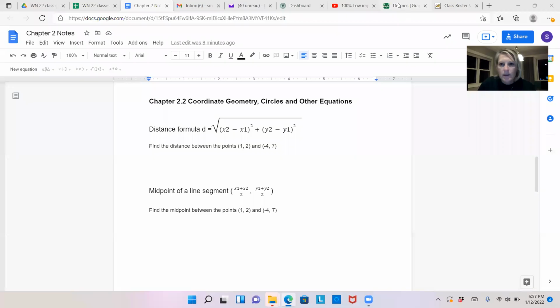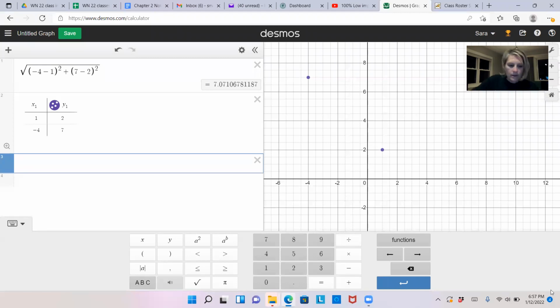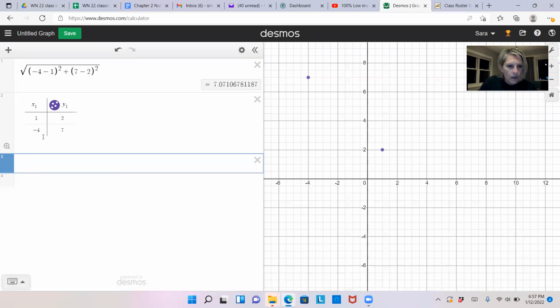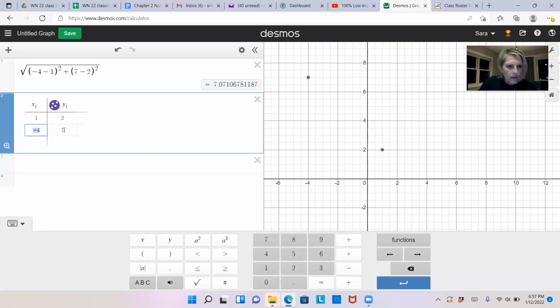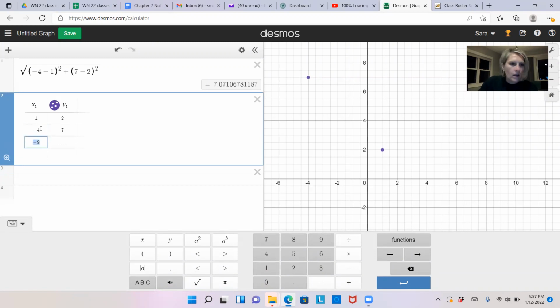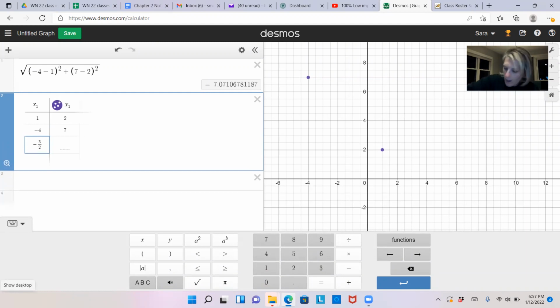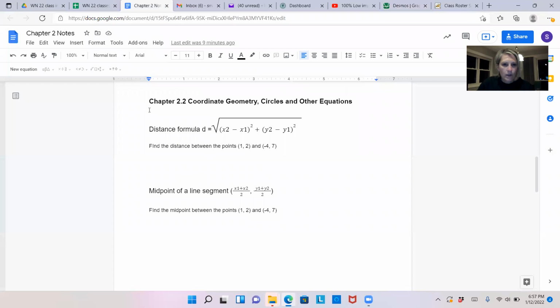And that's how we do distance and the midpoints. So let's just go up here in our table and put in x. X is -3 halves, and y is 9 halves. There it is. So it looks like it is halfway between. That is cool. So that is our distance formula and our midpoint formula that we just worked on.